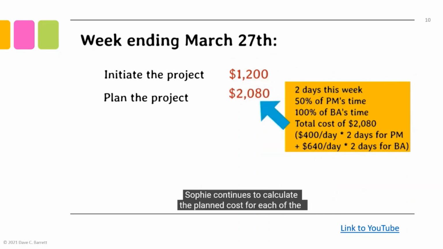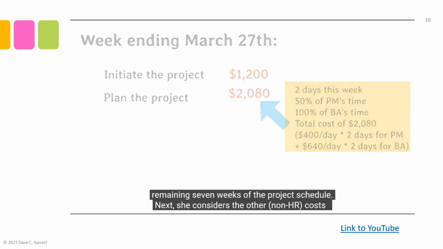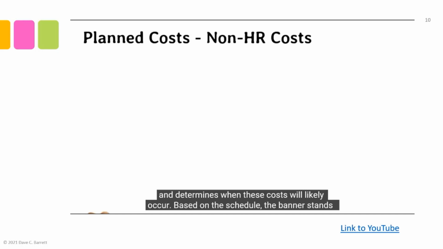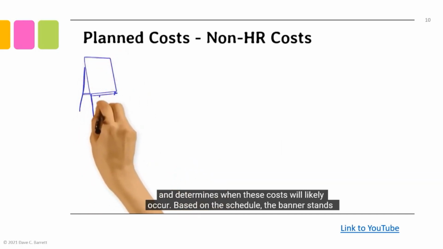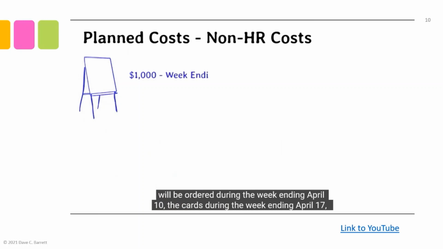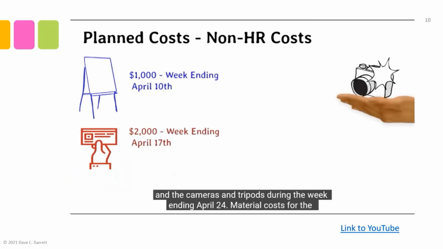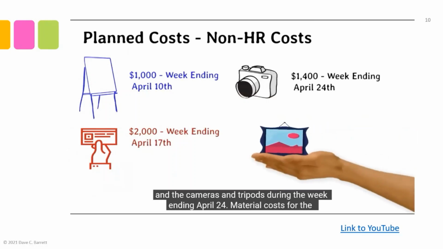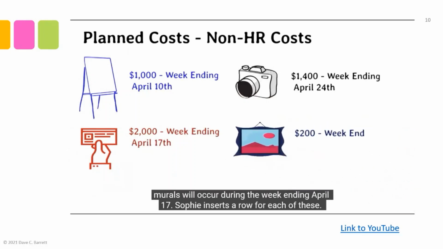Sophie continues to calculate the planned cost for each of the remaining 7 weeks of the project schedule. Next, she considers the other non-HR costs and determines when these costs will likely occur. Based on the schedule, the banner stands will be ordered during the week ending April 10th, the cards during the week ending April 17th, and the cameras and tripods during the week ending April 24th. Material costs for the murals will occur during the week ending April 17th. Sophie inserts a row for each of these.